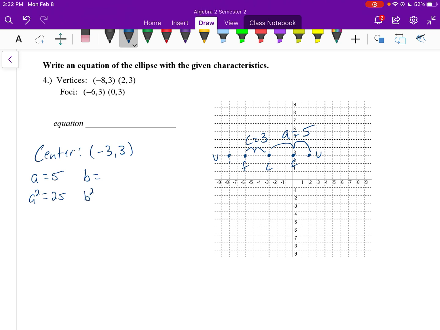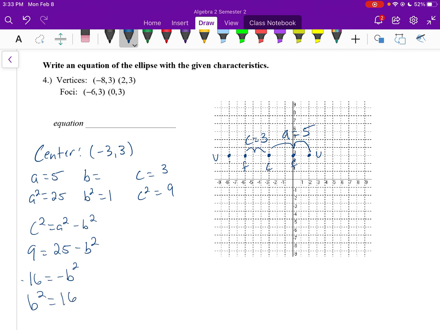B, we do not know that, but we do have c, which is 3. So c squared is 9. From there, to figure out the b value, we're going to use our c squared is equal to a squared minus b squared. So in this case, 9 is equal to 25 minus b squared. So 16 is equal to negative b squared, negative 16, or b squared equals 16. Now keep in mind, we don't need to worry about b unless we are graphing. Since we are writing the equation, we do not have to worry about that.